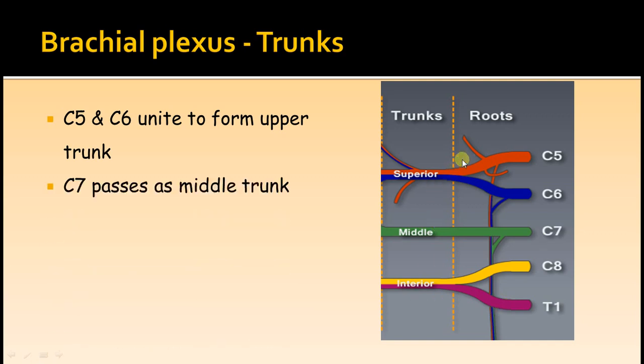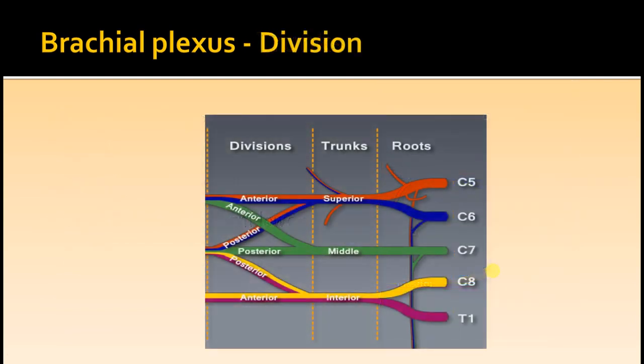Okay, so the upper trunk is the union of C5 and C6. C7 alone passes as the middle trunk. C8 and T1 unite to form the lower trunk. Now we are moving on to the next stage, that is the division stage. We finished with the roots of the brachial plexus, then we have seen the trunks of the brachial plexus. Now we are coming to the divisions of the brachial plexus.